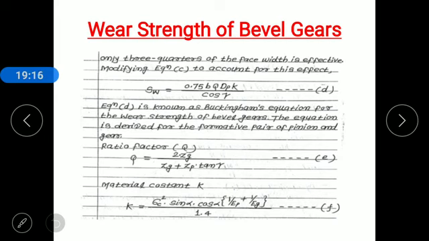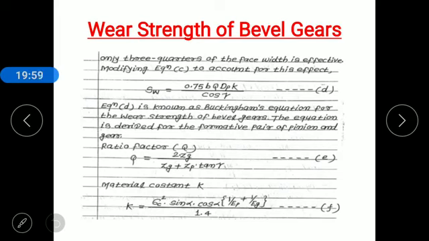For the wear strength of the bevel gear, the equation is derived for the formative pair of pinion and gear. Now the next part, the ratio factor Q. How to find the value of ratio factor Q? In the case of a bevel gear, Q is equal to 2Zg divided by (Zg plus Zp tan gamma). Using this relation we find the ratio factor in case of a bevel gear. Remember that relation once again, 2Zg divided by (Zg plus Zp tan gamma). Gamma is the pitch angle.